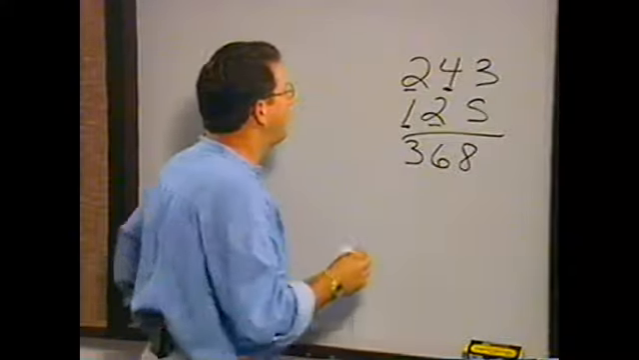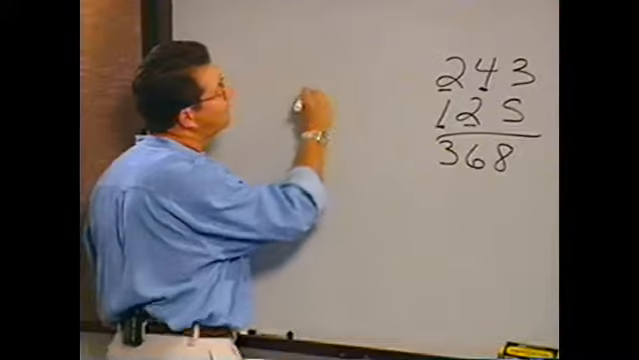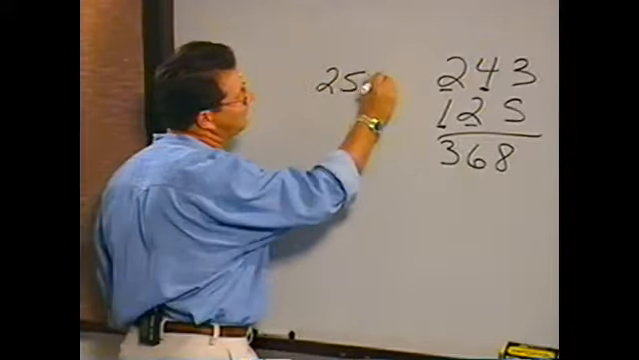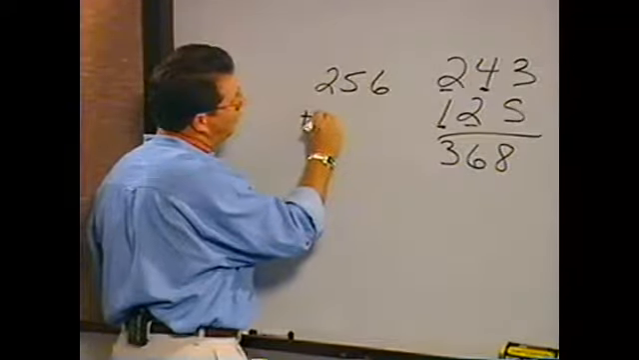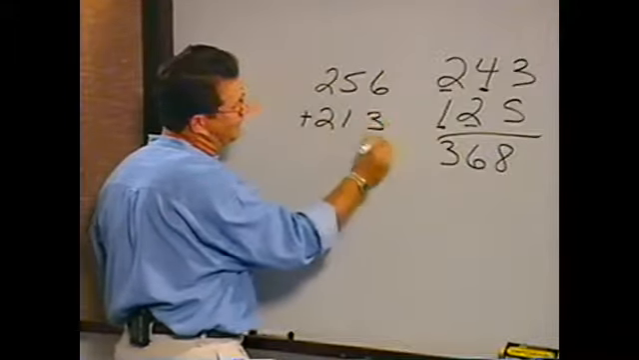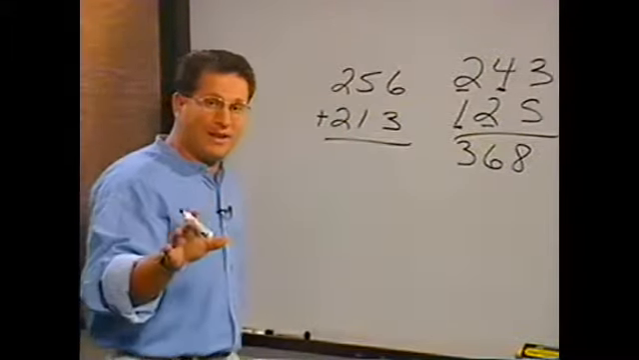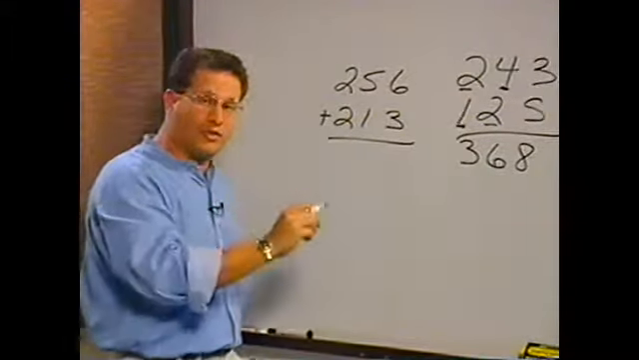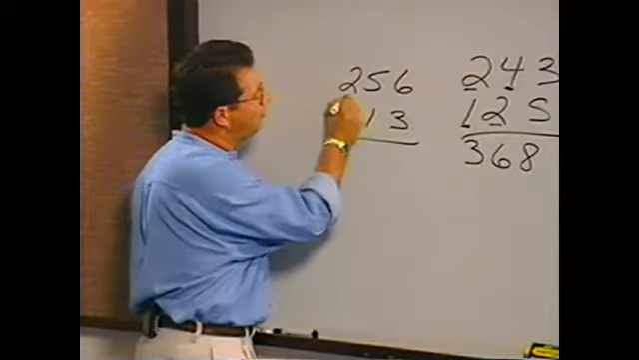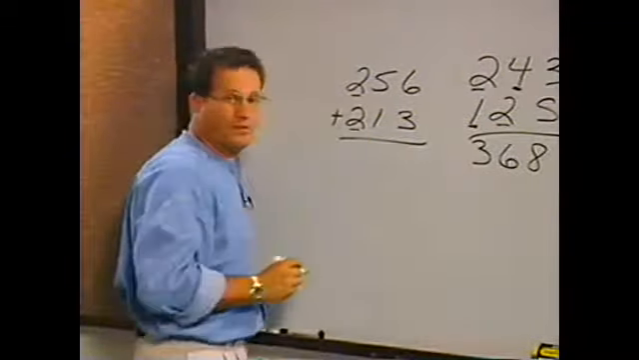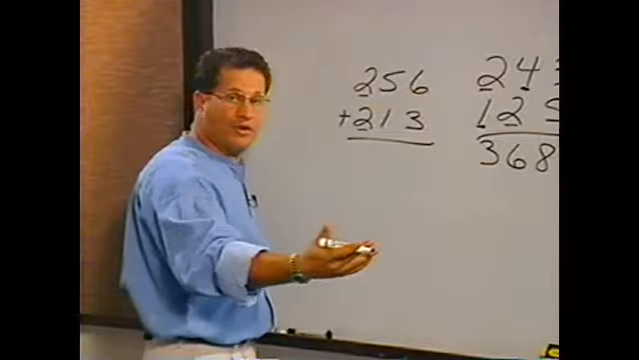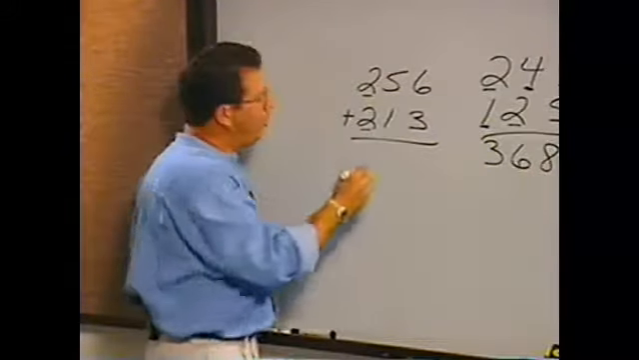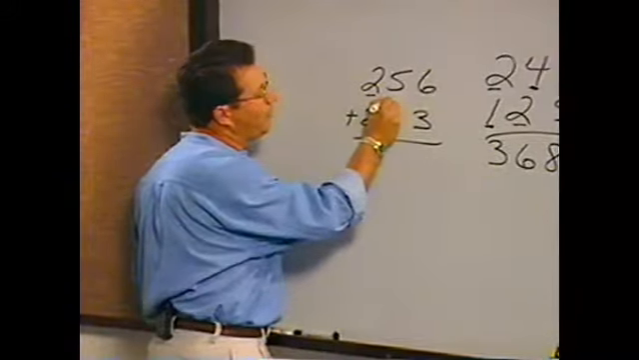Let's give it another shot. I'm going to give you a little bit harder. Let's do a 256 plus 213. Now, same idea, left to right, but you're starting with the hundreds, remember. So what's 200 plus 200? That should be 400. And now you move up to the next column. What's 400 plus 50?